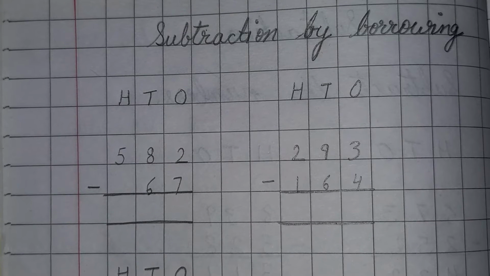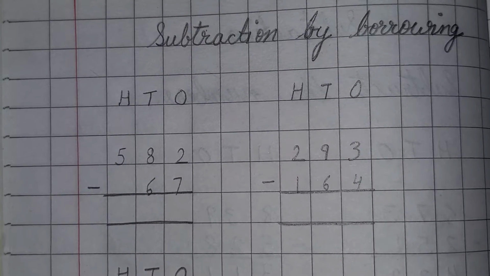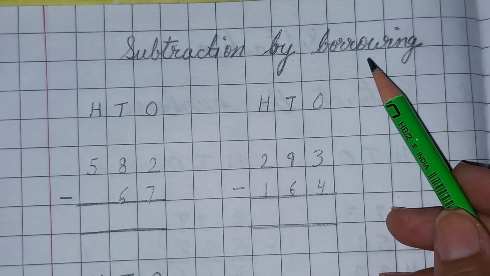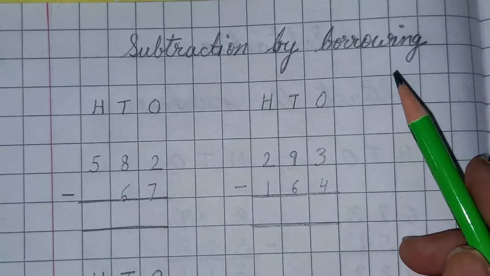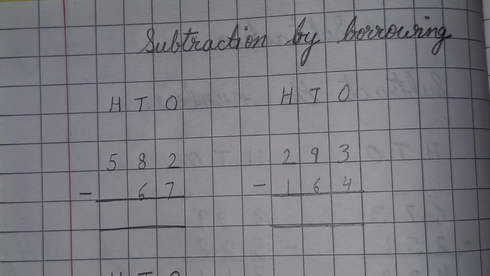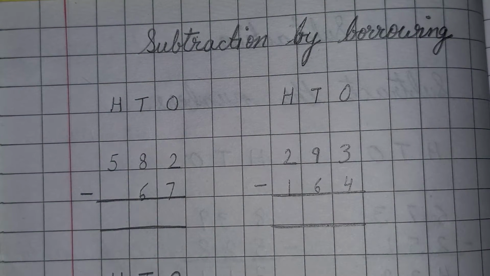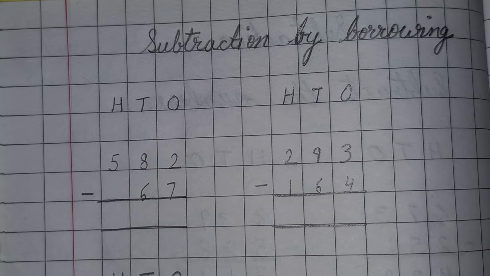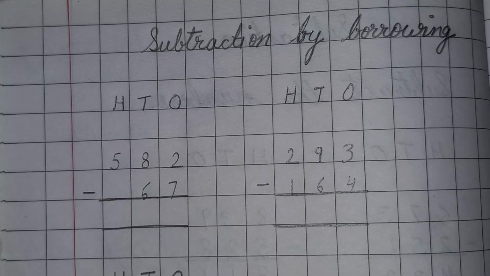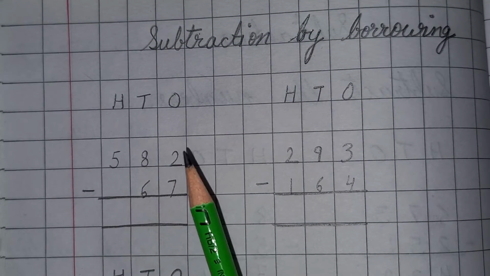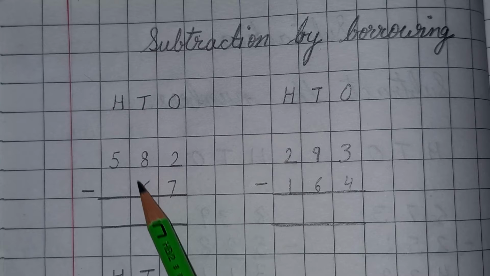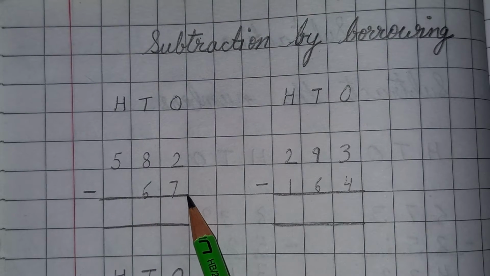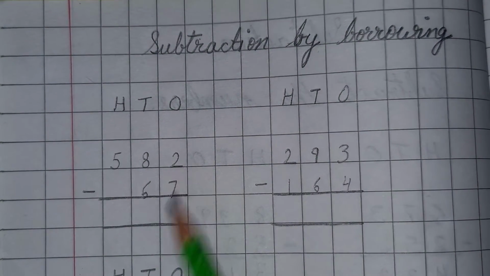First of all, what is important is how we come to know where we have to do borrowing and where we don't have to do borrowing. Okay, we have to do simple subtraction, and how could we come to know that we have to borrow? So there is a method to know whether you have to borrow or not. See, when we are subtracting two numbers, here we are subtracting 67 from 582, right?